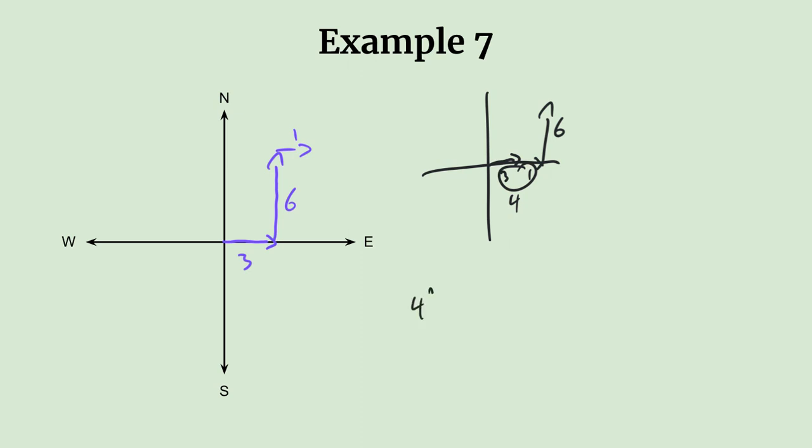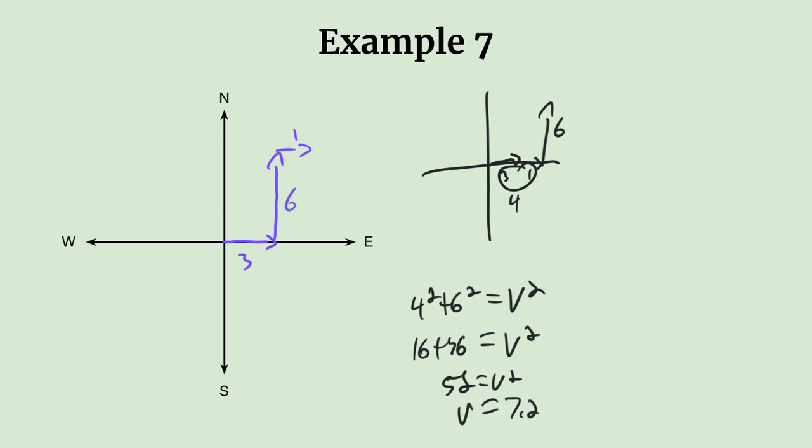So we'll have 4 squared plus 6 squared equals v squared to find our vector. 16 plus 36 equals v squared. 52 equals v squared. V equals 7 2/10. And if we want to find the angle, so the angle would be here for theta. So it'll be tangent of theta equals 6/4.